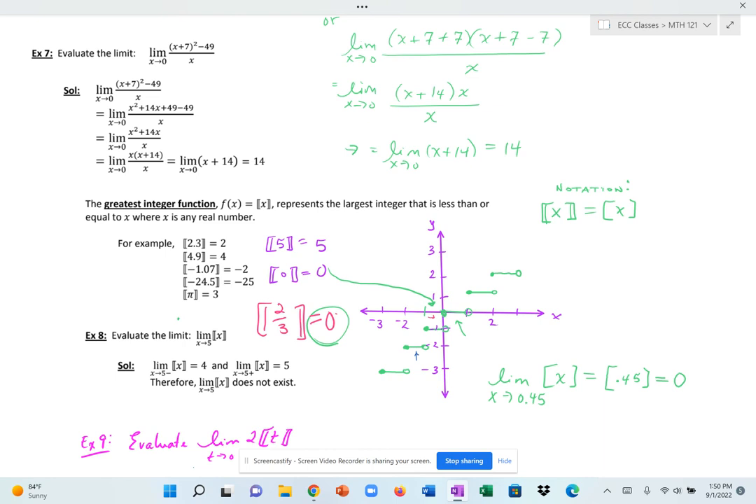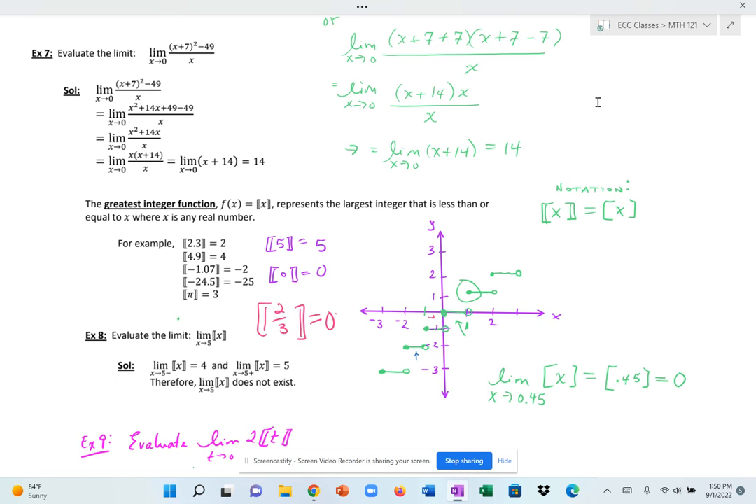But once I get to 1, the greatest integer function for 1 is 1, so that's why it jumps up. And anything between 1 and 2 will round down to 1. So that's why I have a horizontal line between 1 and 2 right here. But at 2, it steps up or jumps up to 2. And so that will be true all throughout for every single integer.